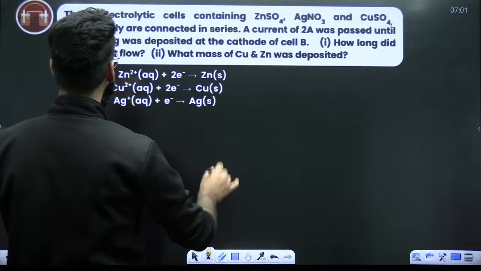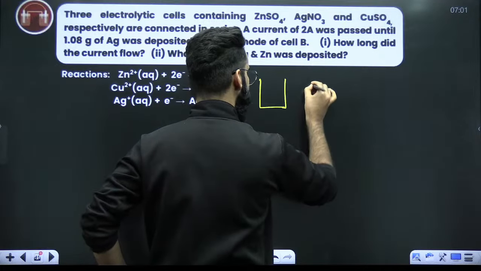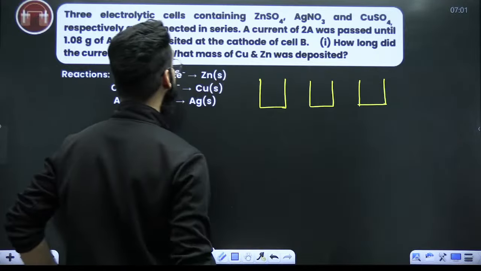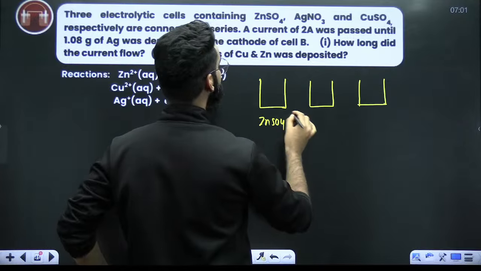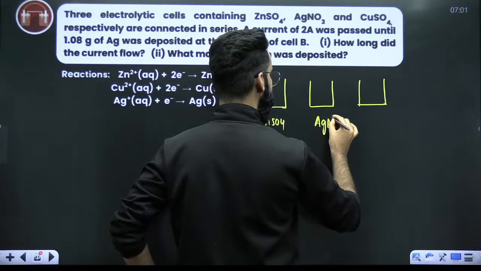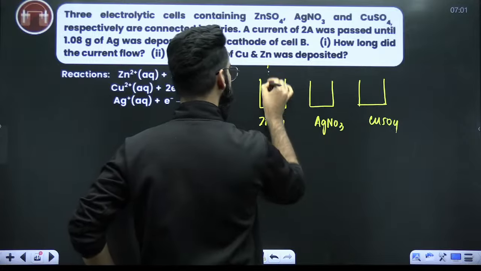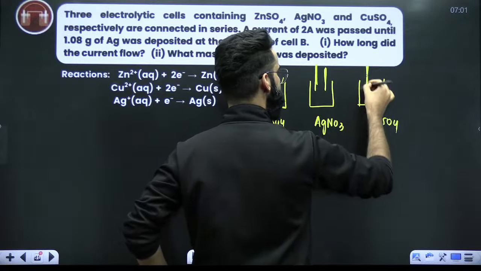See guys, as per the question, we have taken 3 electrolytic cells. Imagine this is one electrolytic cell, imagine one more, and one more. So we have 3 electrolytic cells. The first one contains zinc sulfate, the second contains AgNO3, and the next one contains CuSO4. Now there are two rods here, two rods here as well, and two rods here as well.